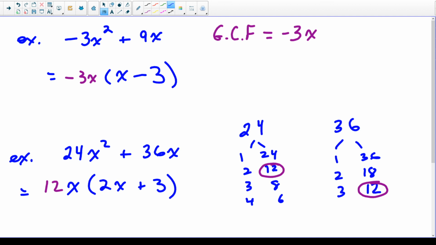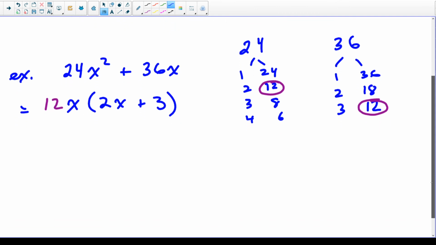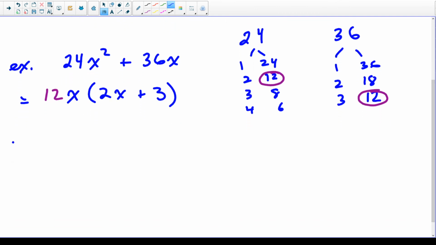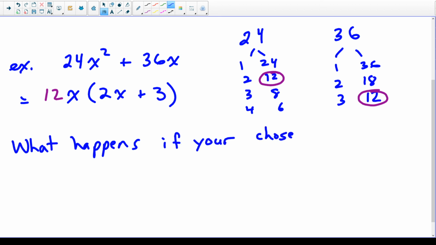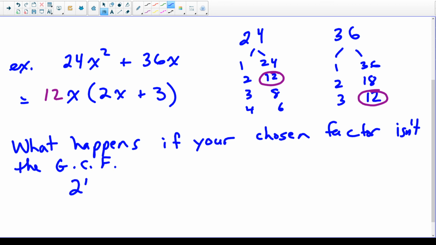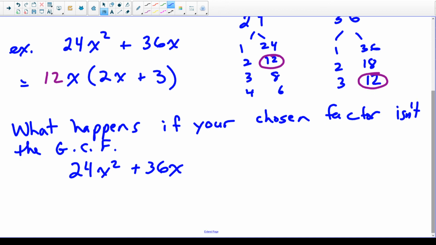So be very, very careful with bigger numbers to make sure you consider all of the factors for both of those. Now, what would have happened had I thought it was 6? Okay, what would have happened? Or what happens if you pull out a too small of a factor? So let's reuse this same example and talk about what would have happened had I thought it was 6.